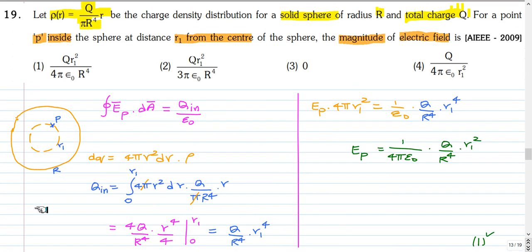So this is the volume charge distribution, and let us consider a Gaussian surface, a spherical surface of radius r1, centered around the center of the volume charge distribution. So we can apply Gauss's law here. Integral E dot dA equals the charge which is present inside this Gaussian surface divided by epsilon naught.